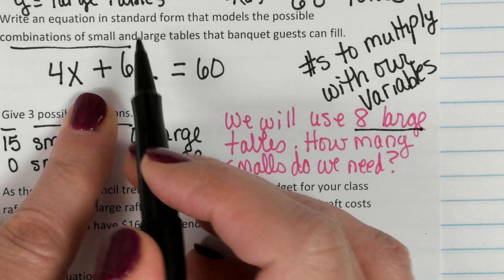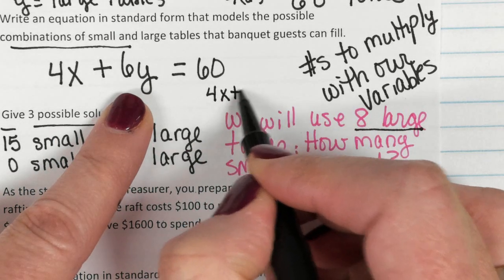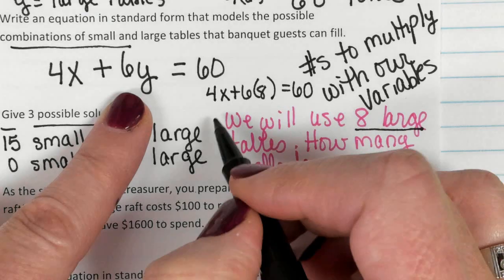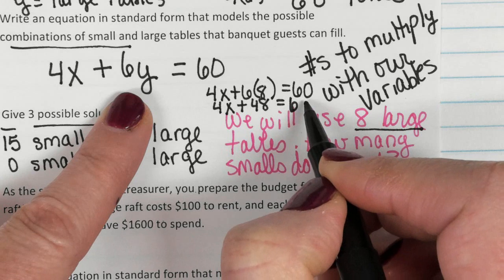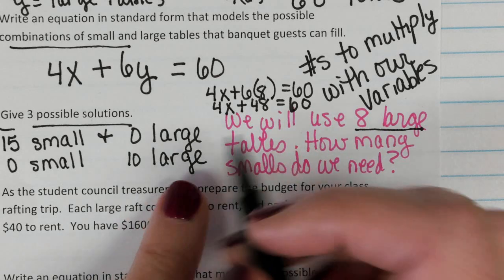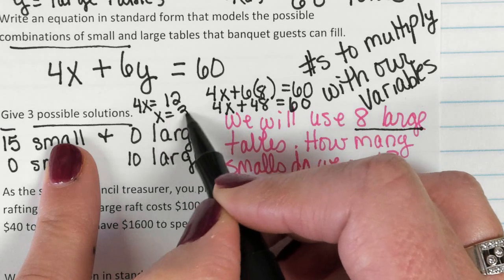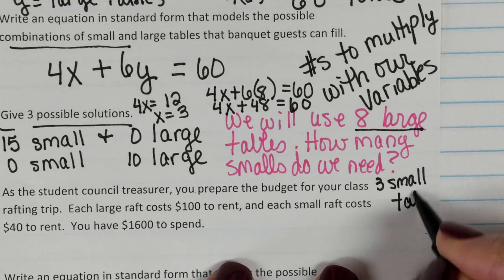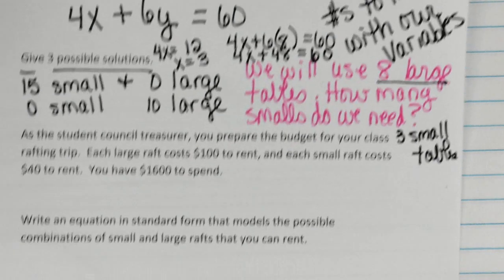Now, large tables was my y, so I'm going to plug in 8 for y, and I am going to solve this equation. So this would be 4x plus 48 equals 60. And then when I subtract 48, this would be 4x equals 12, and so x equals 3. So that would mean that I needed 3 small tables. If I have 8 large tables, I need 3 small tables. Okay, let's look at the next example.